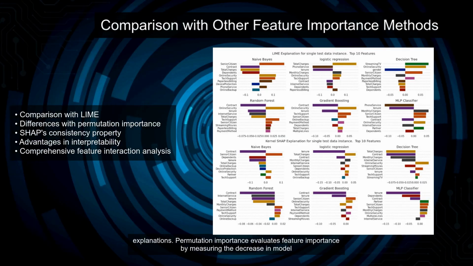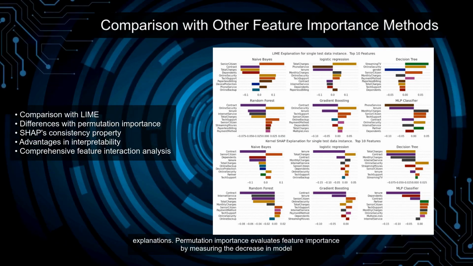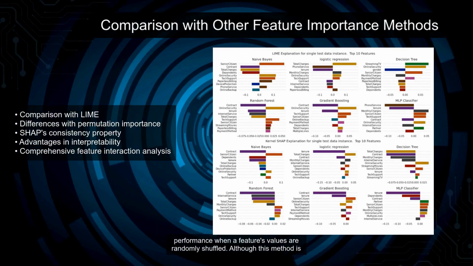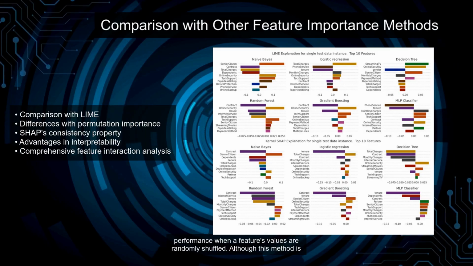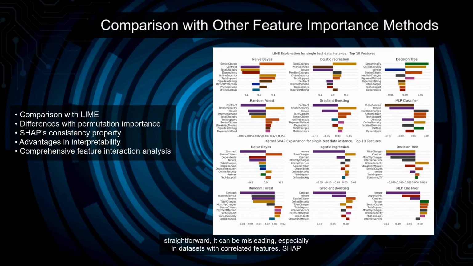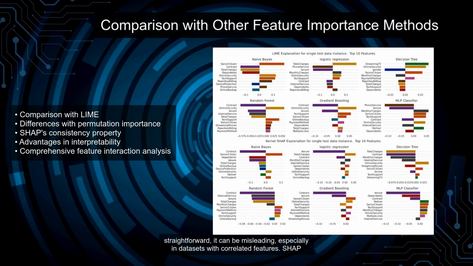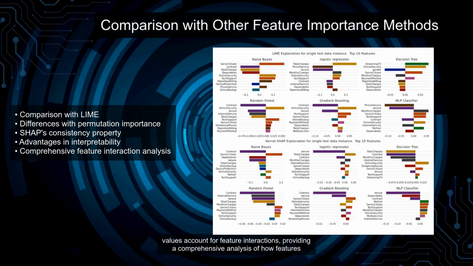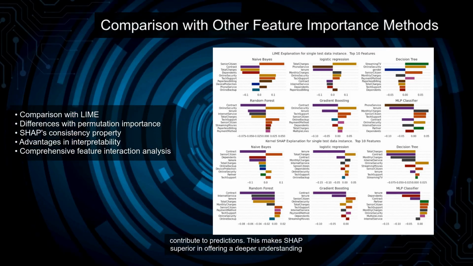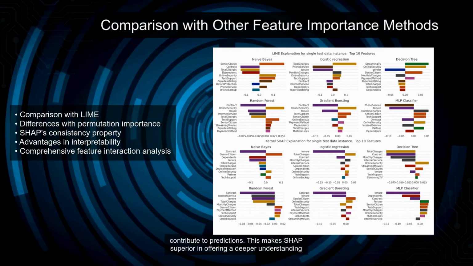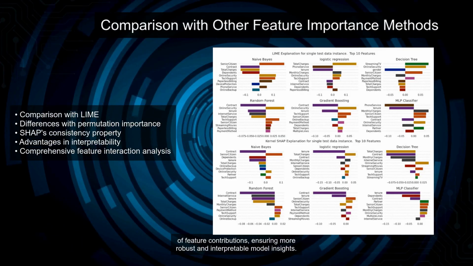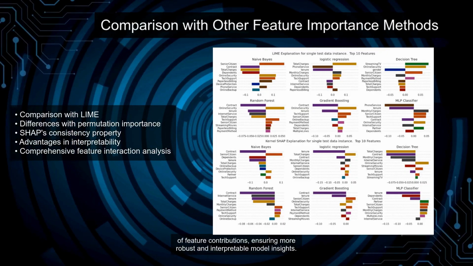Permutation importance evaluates feature importance by measuring the decrease in model performance when a feature's values are randomly shuffled. Although this method is straightforward, it can be misleading, especially in datasets with correlated features. SHAP values account for feature interactions, providing a comprehensive analysis of how features contribute to predictions. This makes SHAP superior in offering a deeper understanding of feature contributions, ensuring more robust and interpretable model insights.